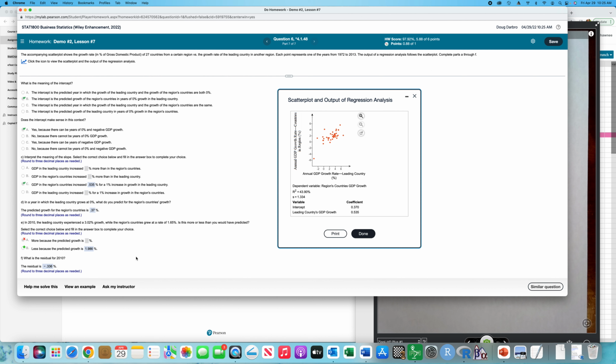So the residual is going to be the difference between the observed, which is 1.65, minus the predicted, which is 1.986. And when you subtract that, you get negative 0.336. Okay, that's it. All right, take care.